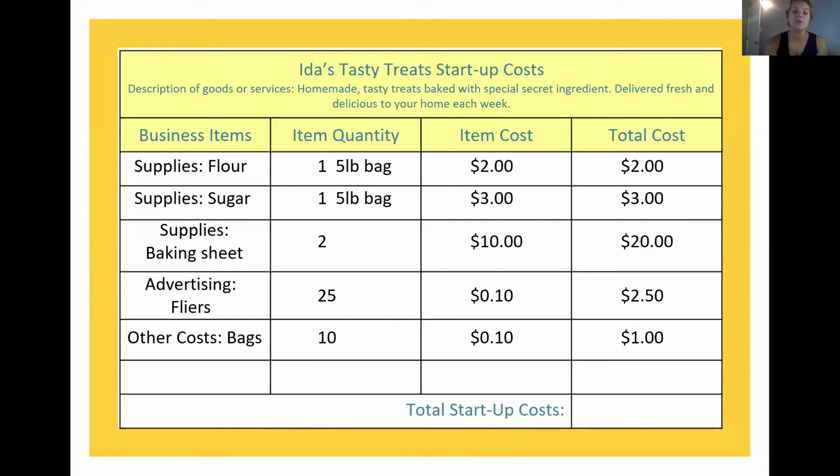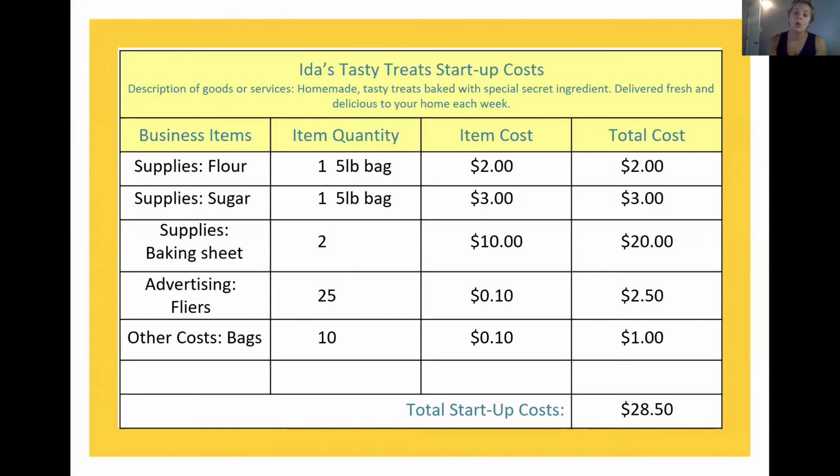And so then what you'll do is you'll add up all of your total costs. So the total cost is $28.50. So that is Ida's startup costs. So she will have to ask her parents or whoever is going to help her start up her business. She will need $28.50.